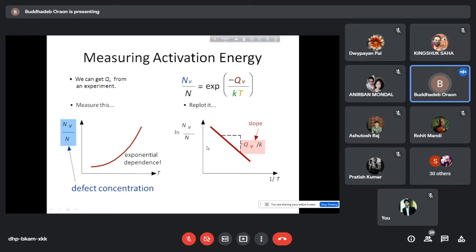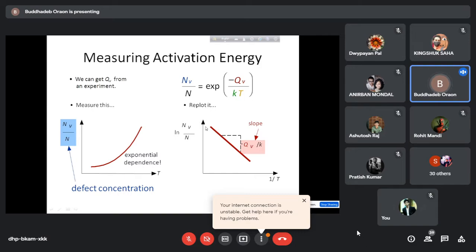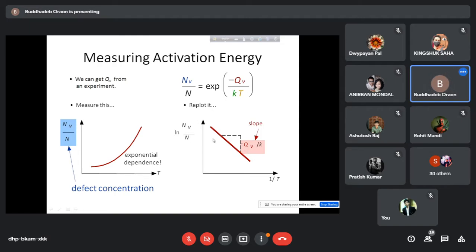So if you transform this equation into a linear form, it will be this linear equation, and it will have a negative slope. And what is that? Suppose you have some experimental values of rate and temperature, say 5 experiments you have conducted at different temperatures, and you have measured the rate for that particular process.